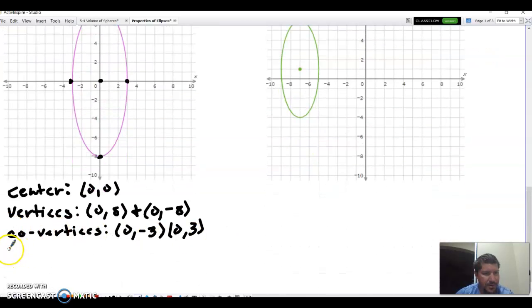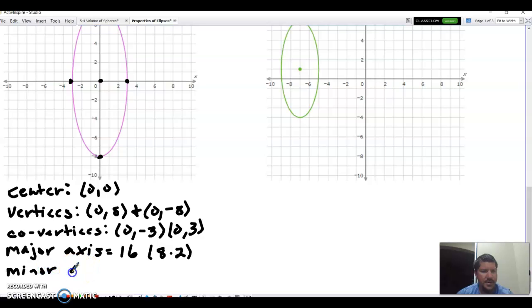Length of the major and minor axis. So the major axis, pretty easy. From here to here is 8 times 2, is 16. Minor axis is, so that's what, 1, 2, 3. So that's going to be 6 because that's 3 times 2.